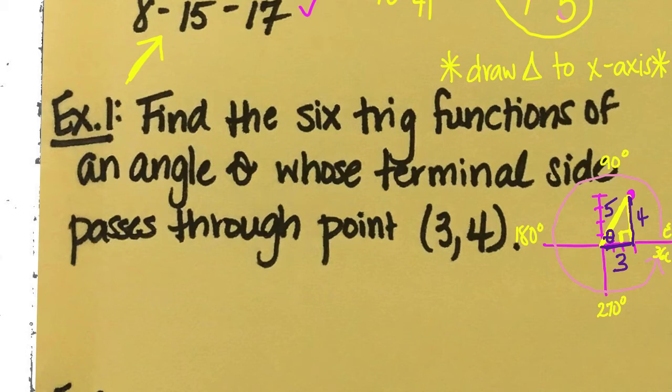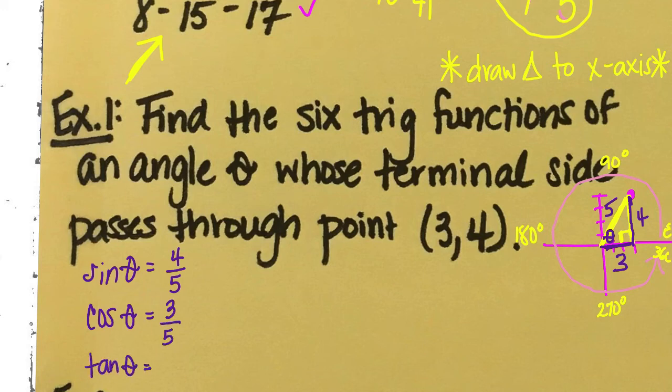So let's fill in the 6 trig functions. Sine of theta is opposite, which is 4, over hypotenuse, which is 5. Cosine of theta is adjacent, which is 3, over 5. Tangent of theta is opposite, 4, over adjacent, 3.